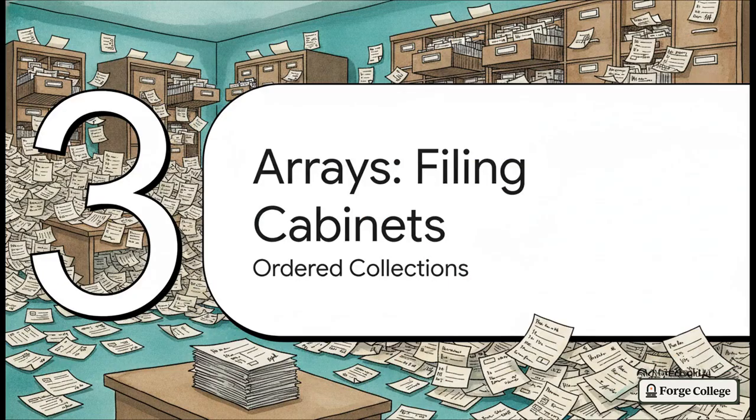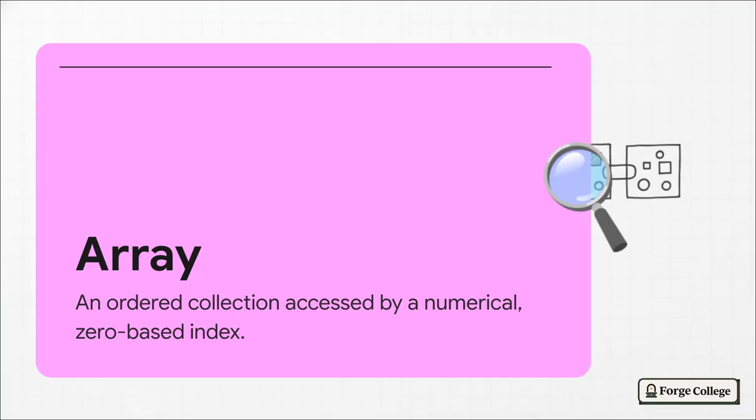All right, section 3, arrays, the filing cabinets. Let's talk about ordered collections. If a struct is a single paper form, an array is the filing cabinet where you place these forms into an ordered sequence of labeled folders. By definition, an array is an ordered collection of elements. And the cool part is, these elements can be anything. They can be primitive types like a list of numbers, or they can be complex structs like a giant stack of our Person forms. They're accessed by a numerical zero-based index, meaning the very first folder in your filing cabinet is labeled 0. The next is 1, and so on.